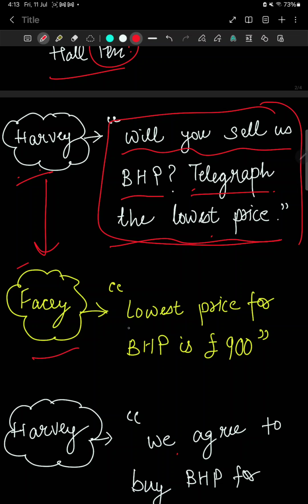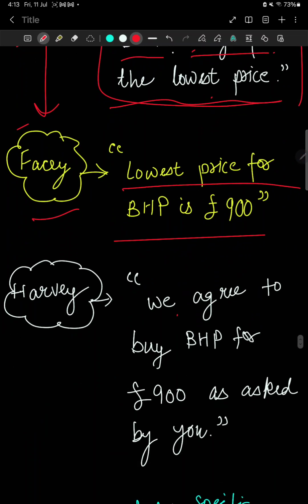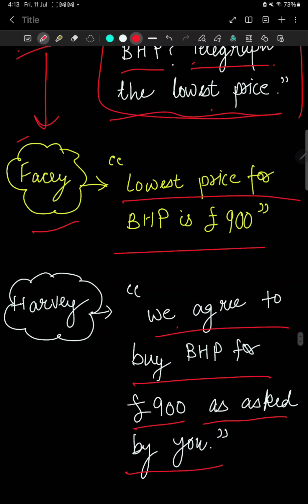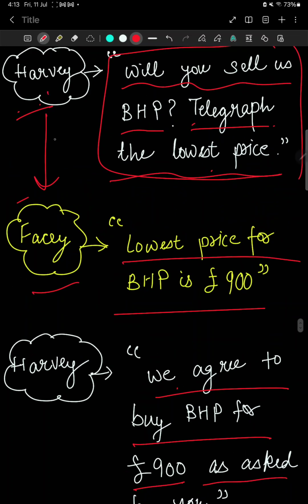Facey replies, lowest price for Bumper Hole Pen is £900. This is the reply of Facey to Harvey. Then Harvey again replies to Facey, we agree to buy Bumper Hole Pen for £900 as asked by you. Right? This is the communication between the two parties.